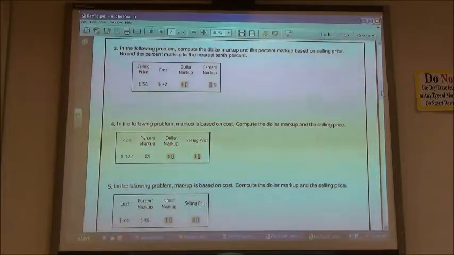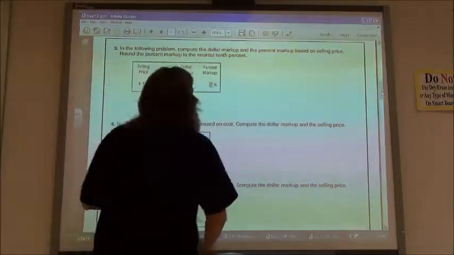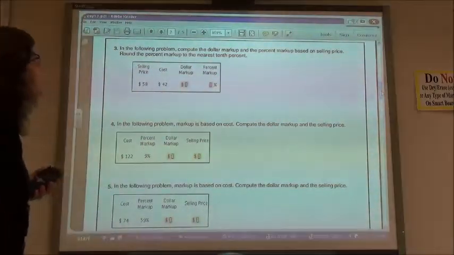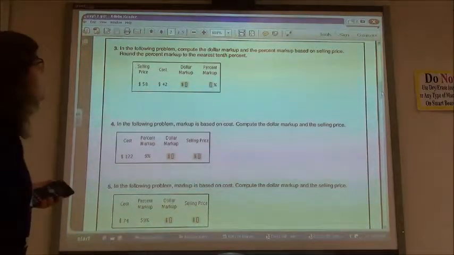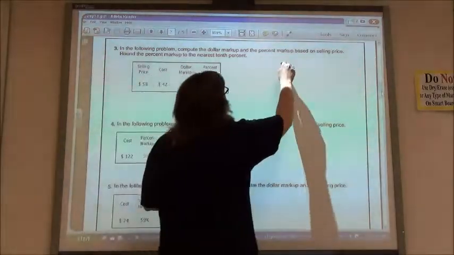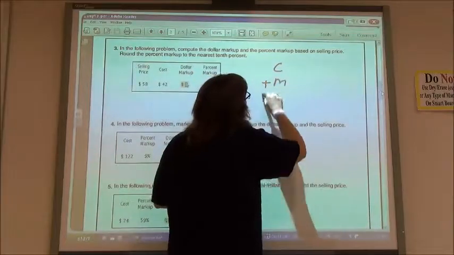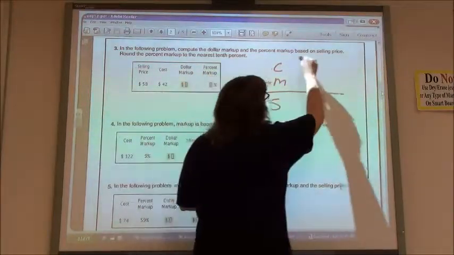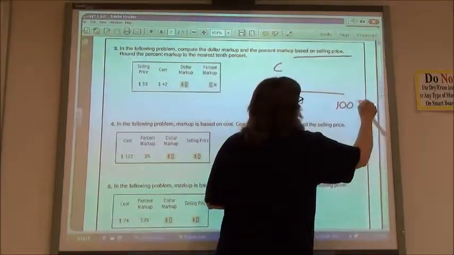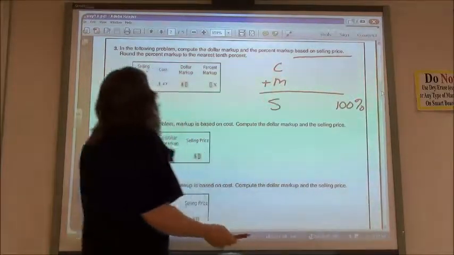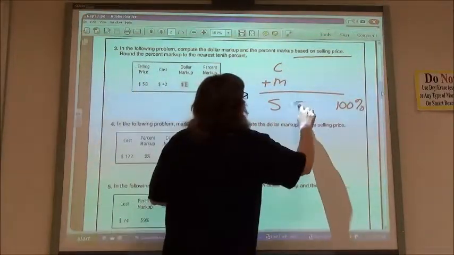So number 3, it says in the following problem, compute the dollar markup and the percent markup based on the selling price. Round the percent markup to the nearest tenth of a percent. So we know the cost plus the markup has to equal the selling price. We're basing it on the selling price. That's our 100%.